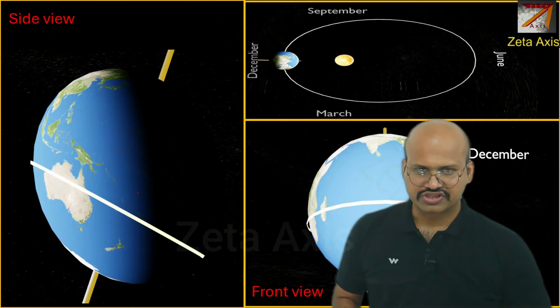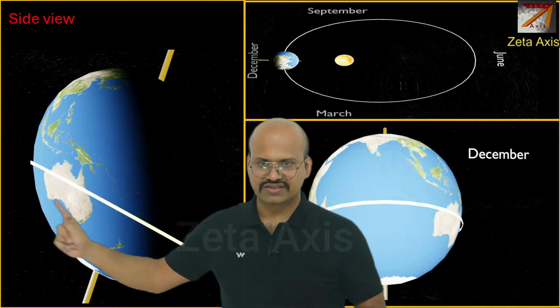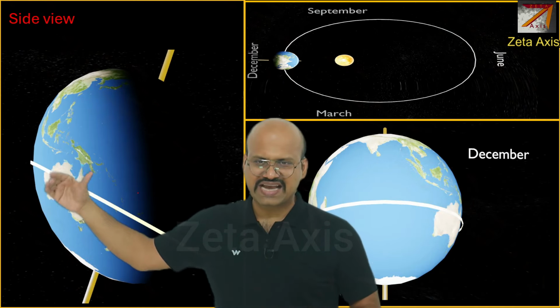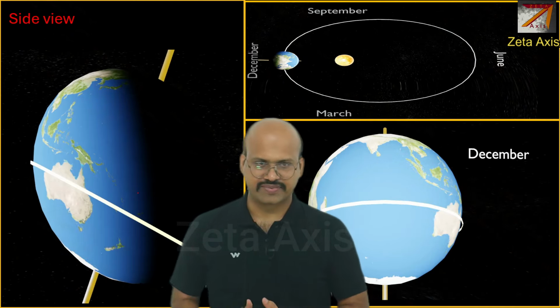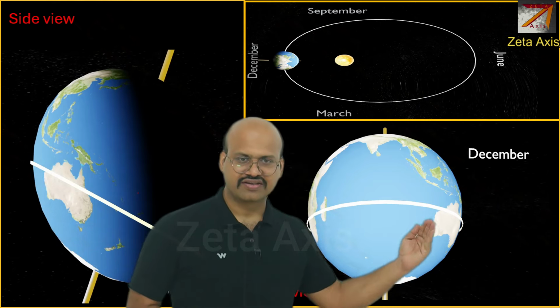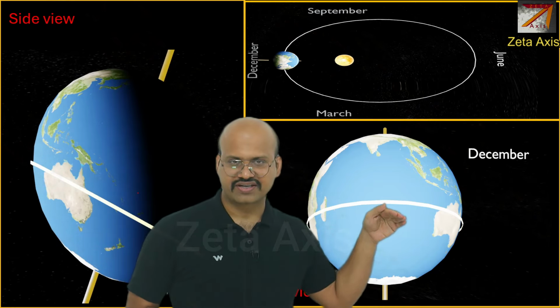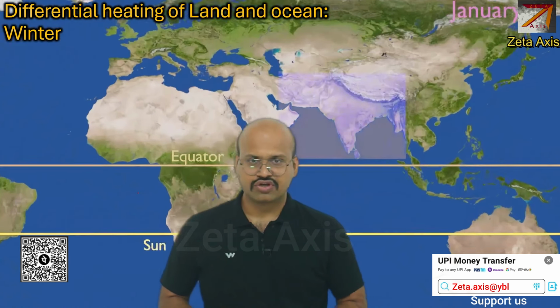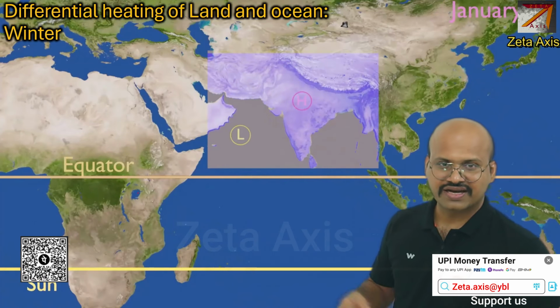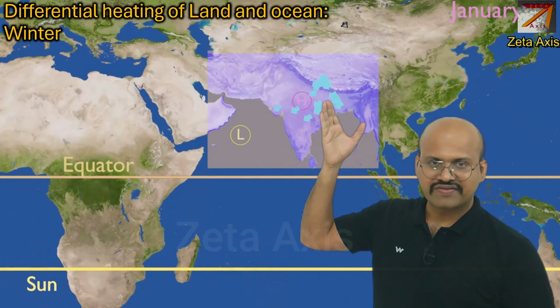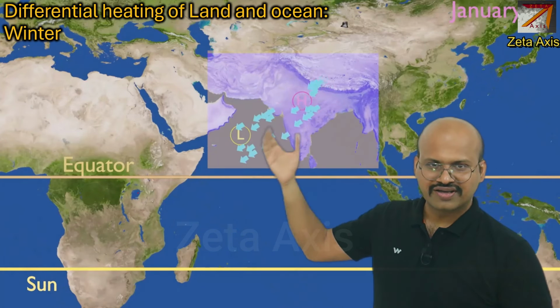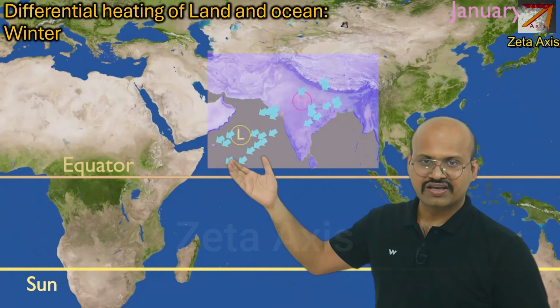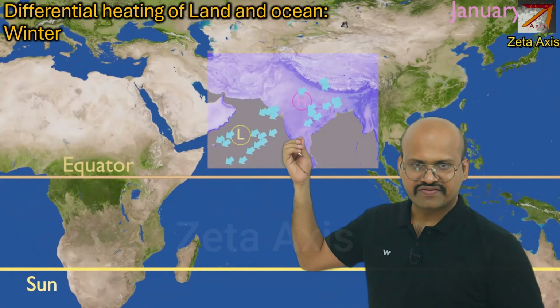If you want to see here, the sun is over the Tropic of Capricorn. It is directly heating the southern hemisphere. You can see again the southern hemisphere is directly receiving the sun rays, and we are in December. This is the winter season. So during this month, the land is having high pressure because it is cooler, and the sea is warm, so it is having low pressure.